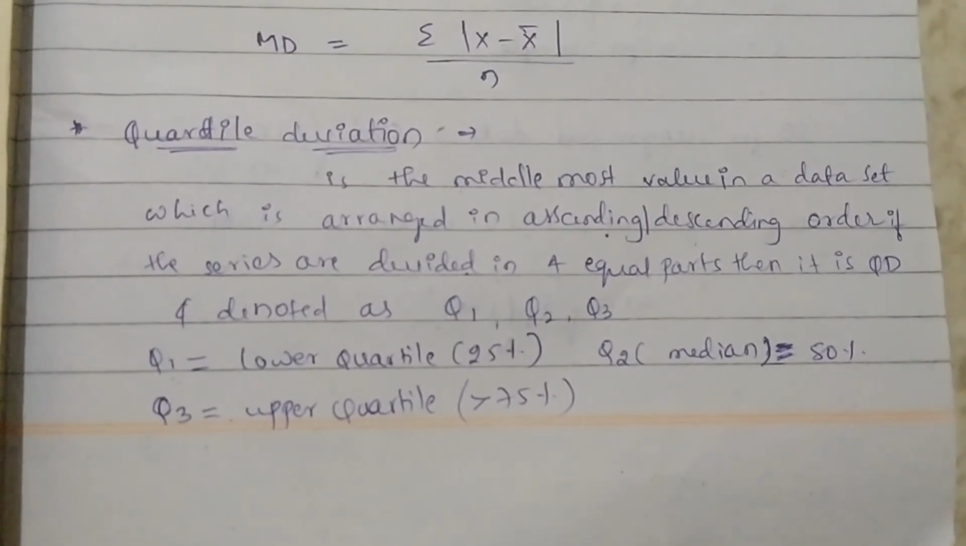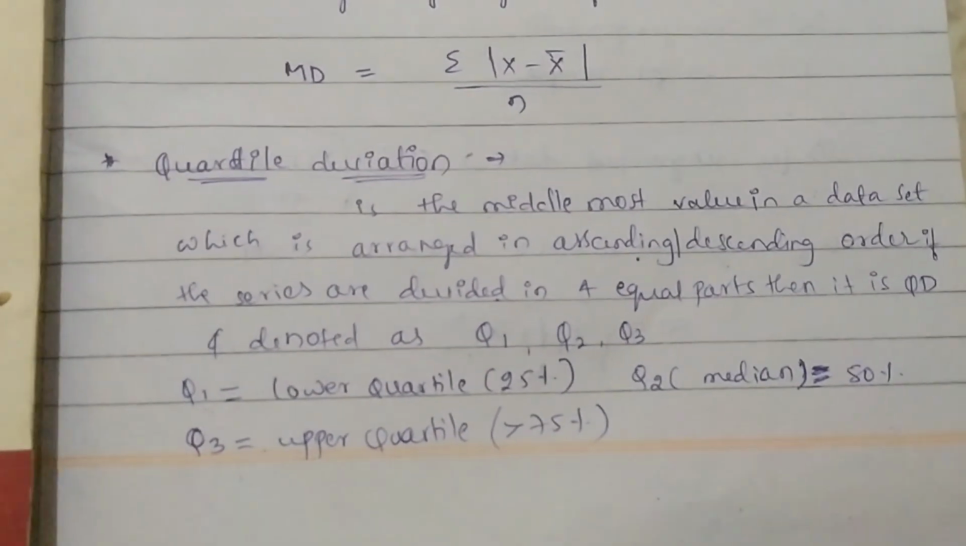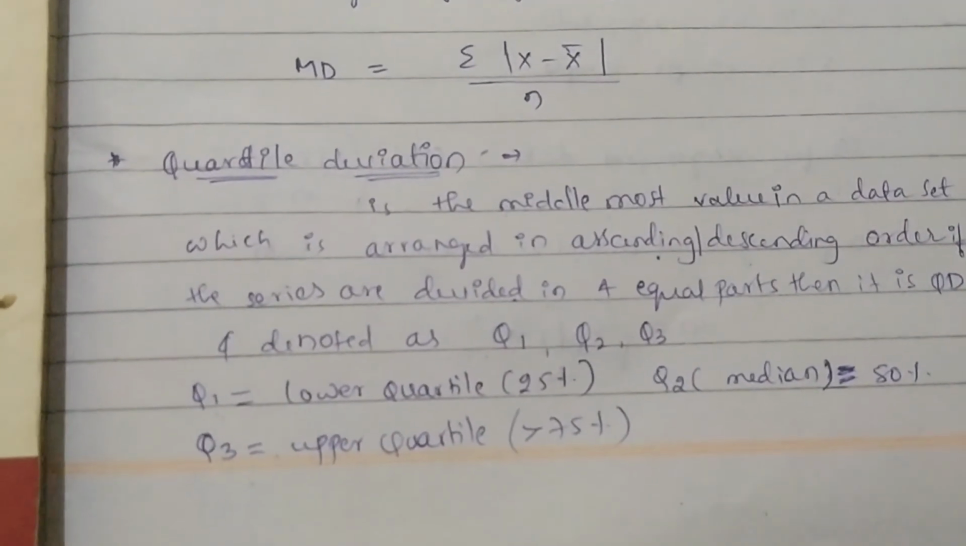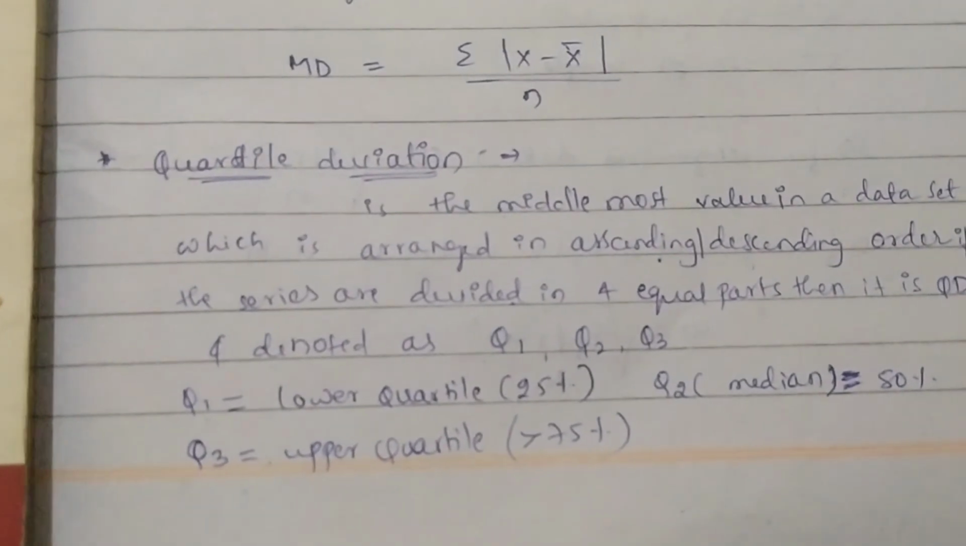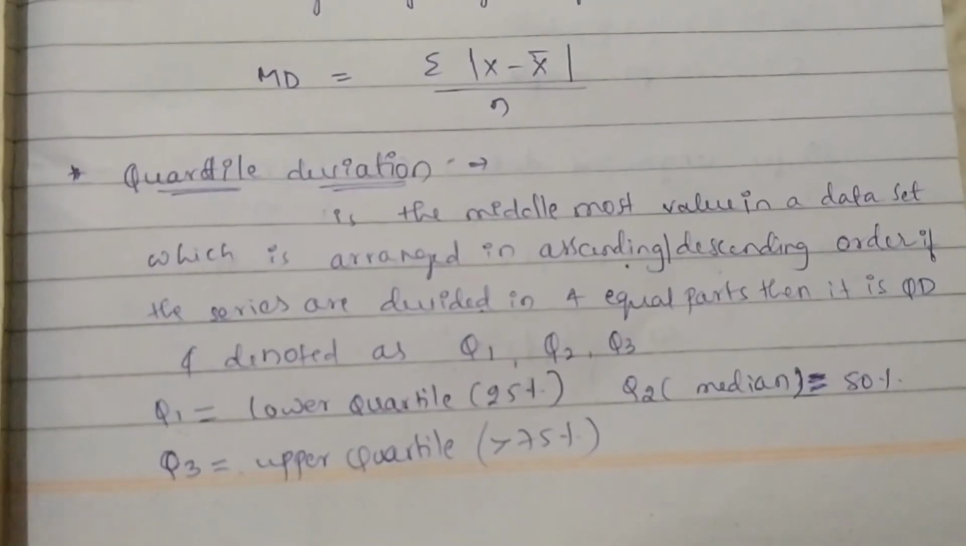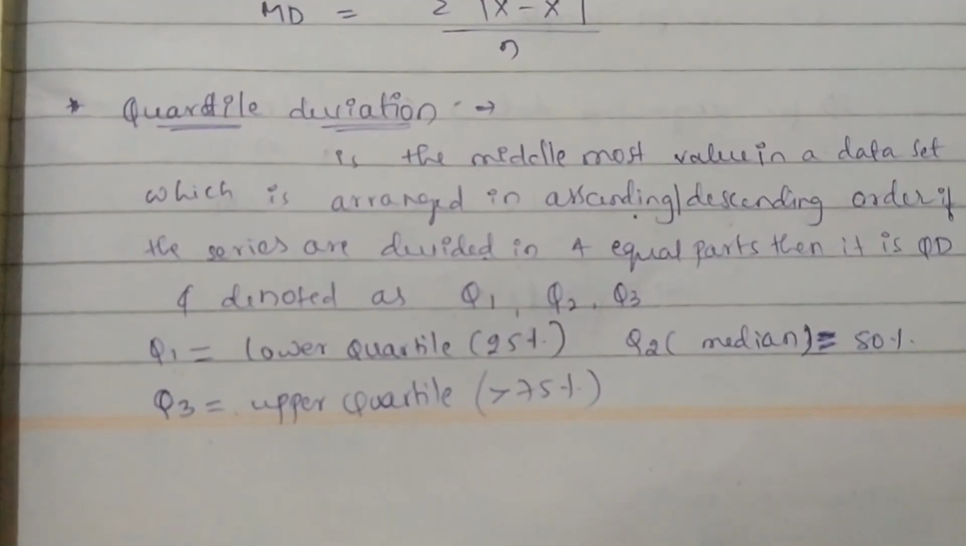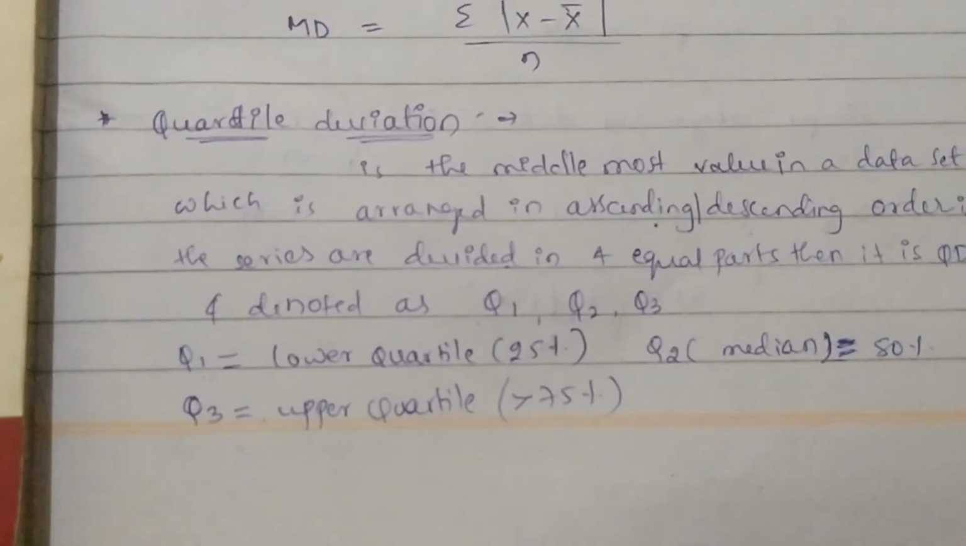Q1 indicates the 25% of data, the fourth part of the whole dataset, meaning the dataset is divided into 4 parts, and that is considered to be Q1, the lower one. Q2 is the middlemost and the median, and is called 50%. And Q3 is the upper quartile, which is 75% or more than 75%.